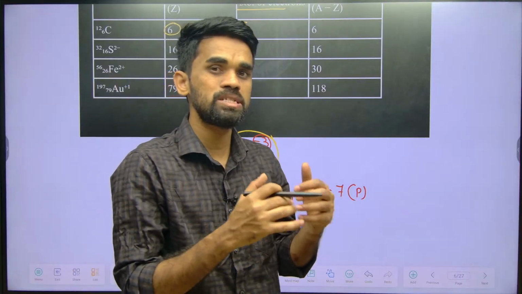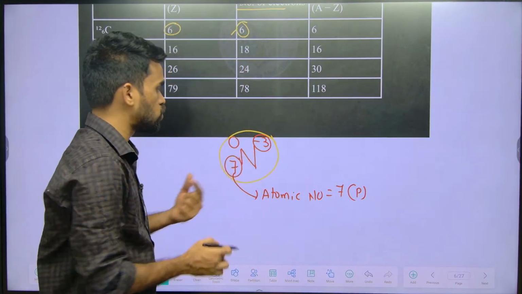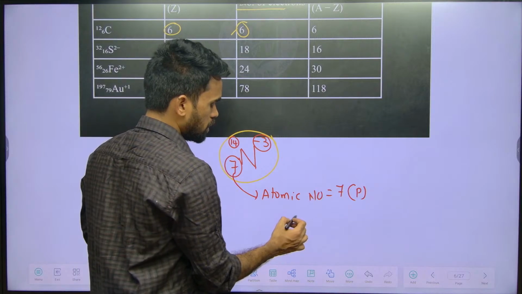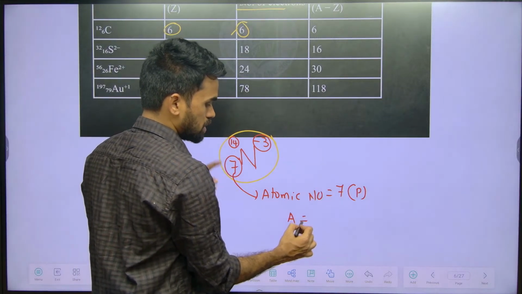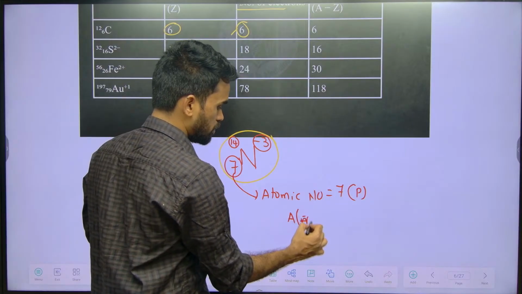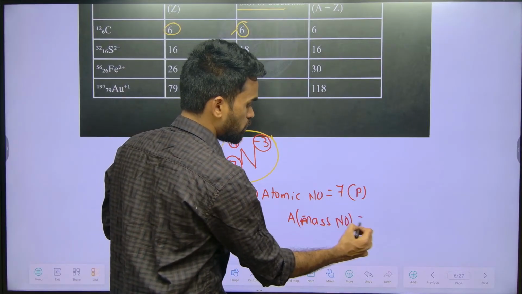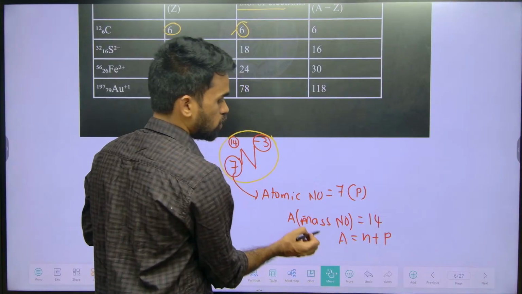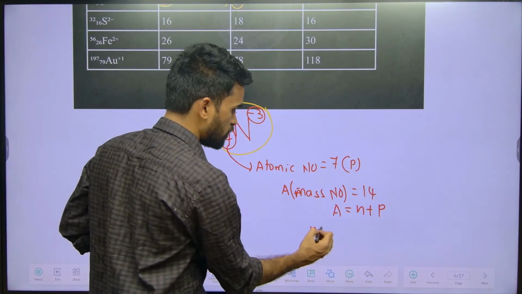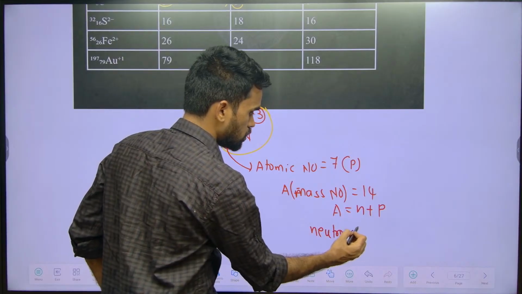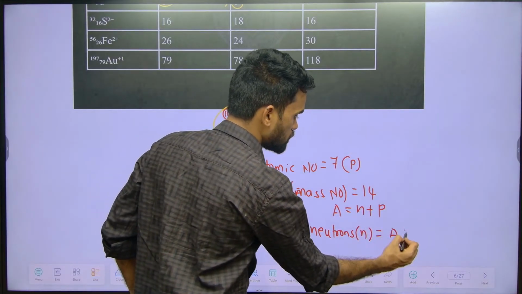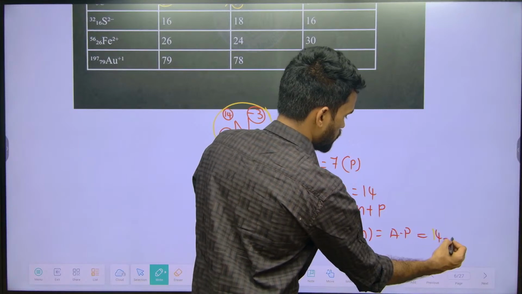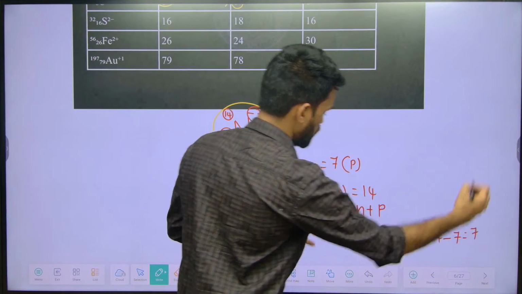What is the stable or most naturally abundant isotope of nitrogen? It is the 14 isotope, so its mass number is 14. A indicates the mass number, given as 14. Mass number A equals the number of neutrons plus protons, as I told you. So the number of neutrons N equals A minus P, where P is nothing but its atomic number. A is 14 minus P, protons are 7, so the neutron number is also 7.